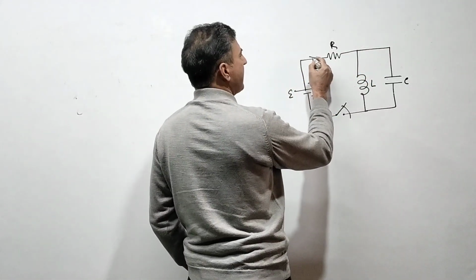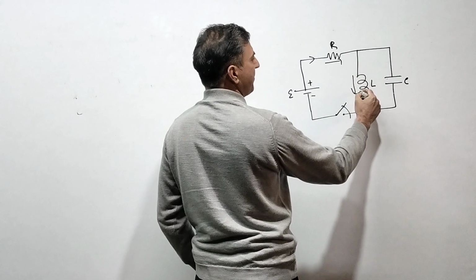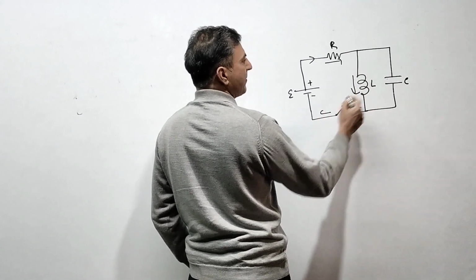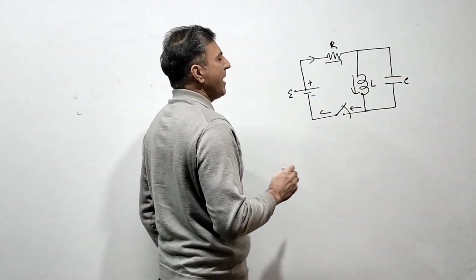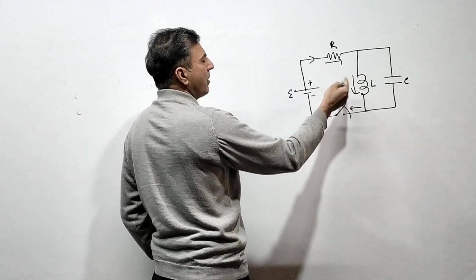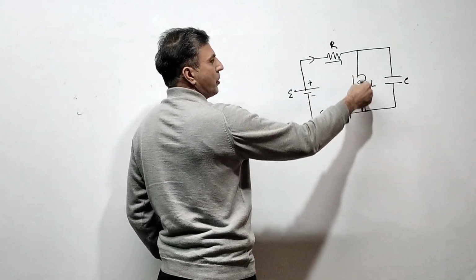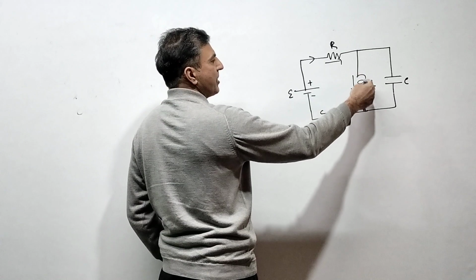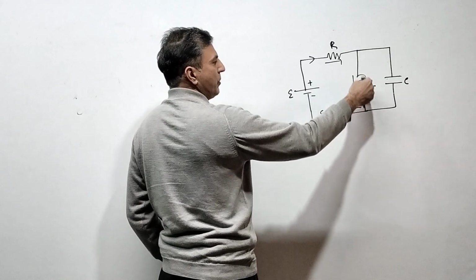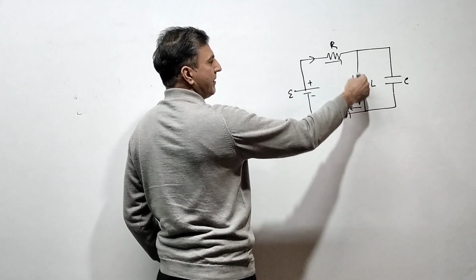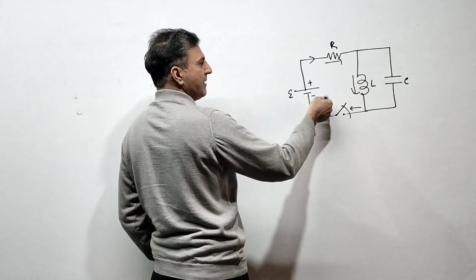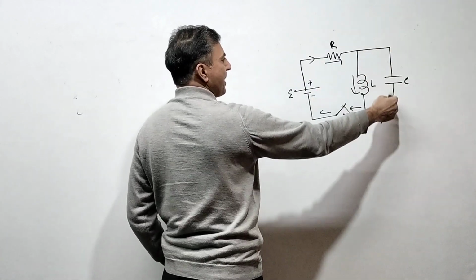First of all, the source sends current like this. Current flows through the inductor. There's no current initially through the capacitor. Why? Because when the current flows for a longer period of time, the inductor is a short. There is no flux change in the inductor, so there's no induced EMF. So it is just a wire, and current is bypassed like this. Current will not flow through the capacitor.